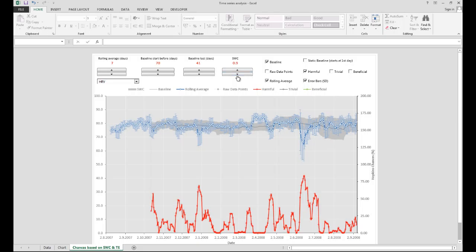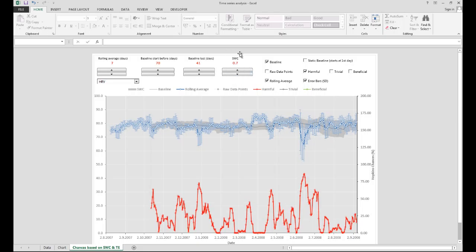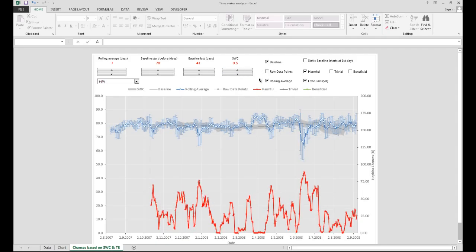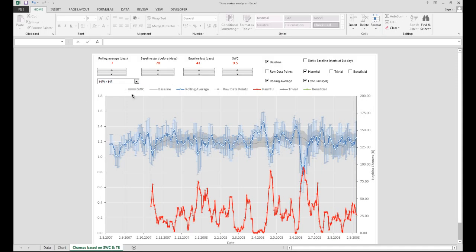And that gives us more degrees of freedom, so to speak, in selecting a good smallest profile change, rolling average, and baselines. I urge you to play with the data and see how the data and chances behave based on the smallest profile change, just playing with these buttons. I'm going to show you what happens with the HRV divided by HR. So again, we can use this one.